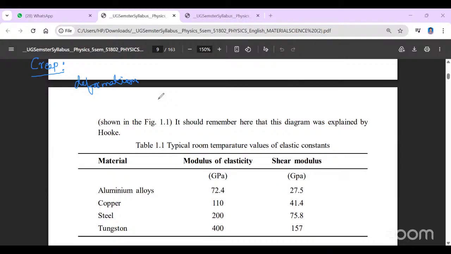Similarly, we have another important property, which is impact strength.